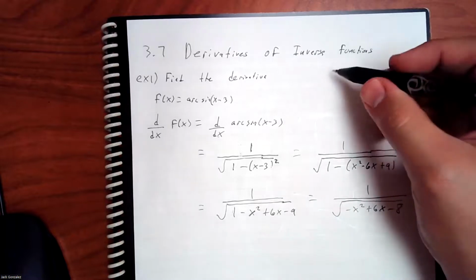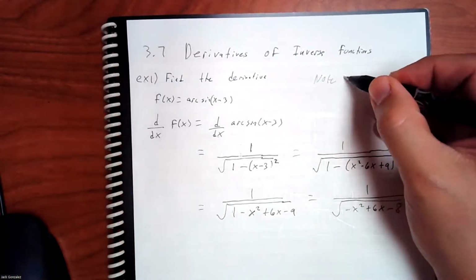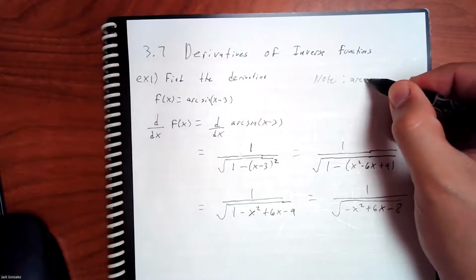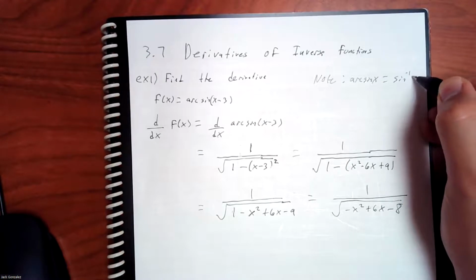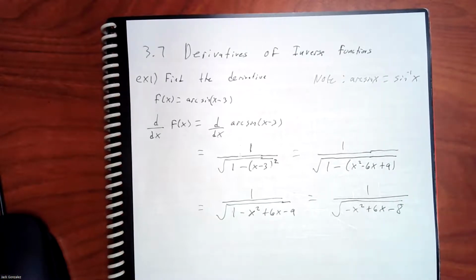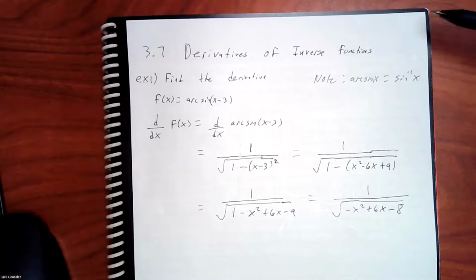That's a quick note. Arcsine of x is equal to sine inverse of x. It's the same thing. I'm sure we talked about that in pre-calc. It's different notation. I like arcsine better because it's clear. The inverse notation could be mistaken for a power.